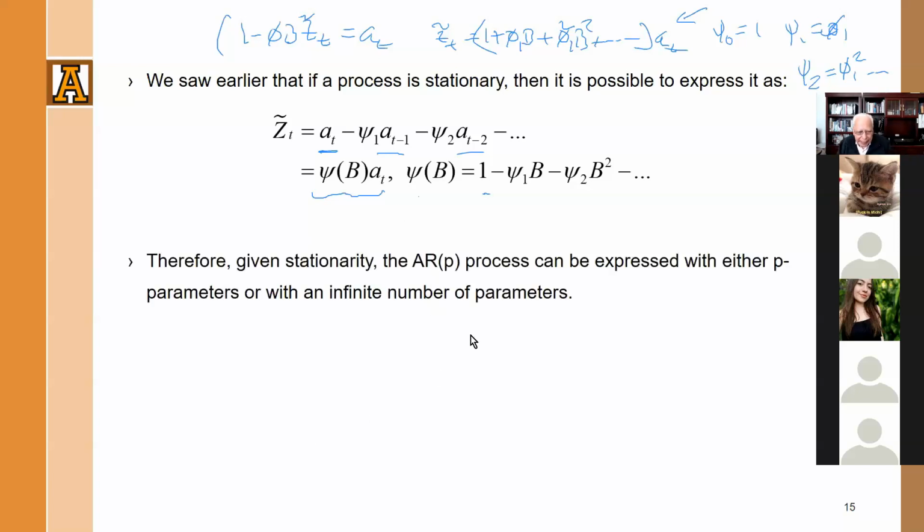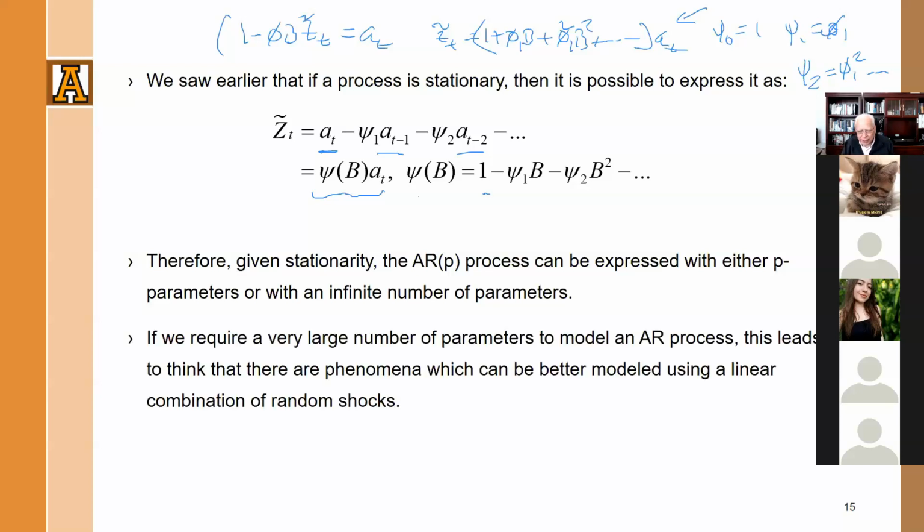Now, given stationarity, the AR(p) process can be expressed with either p parameters or an infinite number of parameters. The same process can have both representations. If it's stationary, I can represent it with p parameters or with an infinite number of parameters, psi 1, psi 2, and so on. Because of parsimony, we will want the representation that has a smaller number of parameters. So we'll go with the AR(p) representation.